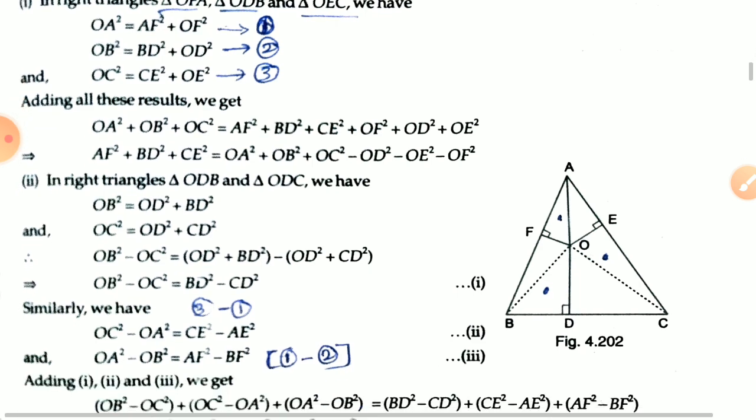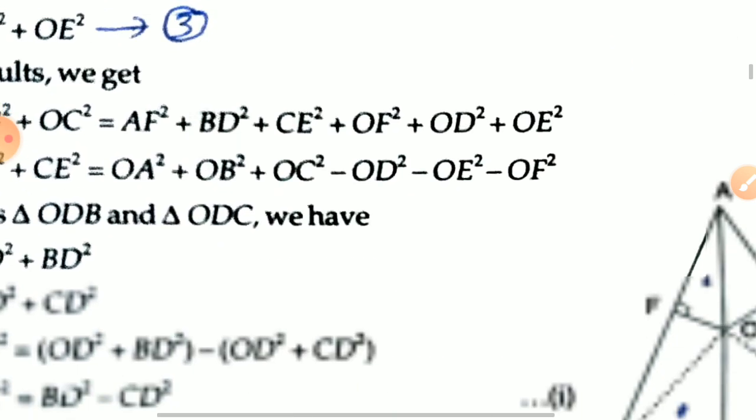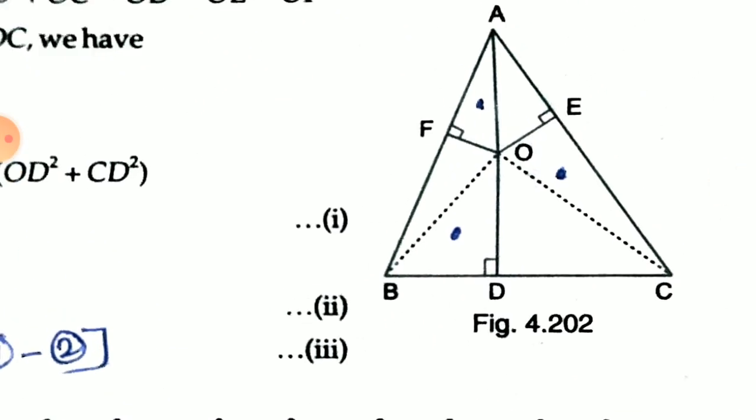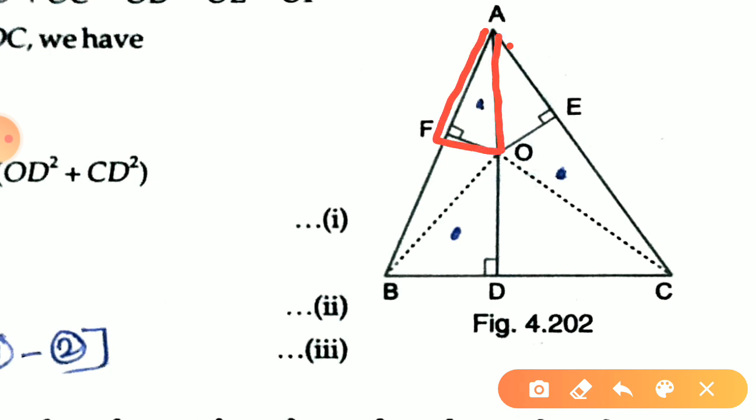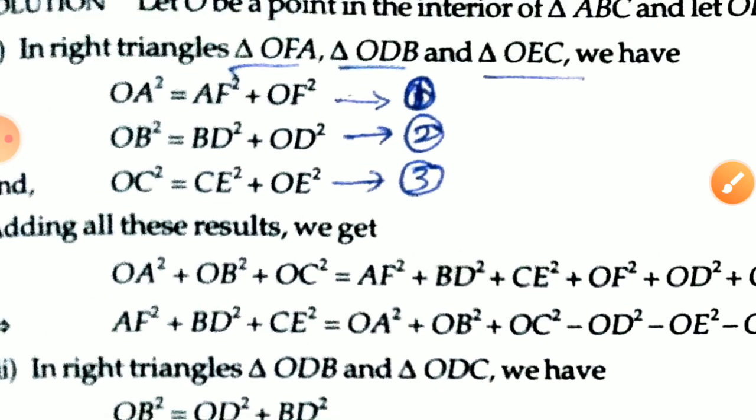Now here, if we apply the Pythagoras theorem in triangle OFA, look here, OFA is a right angle triangle. Here it is right angled, and therefore OA is the hypotenuse, and therefore OA square is equal to OF square plus AF square. Here we will get the first equation: OA square is equal to AF square plus OF square.